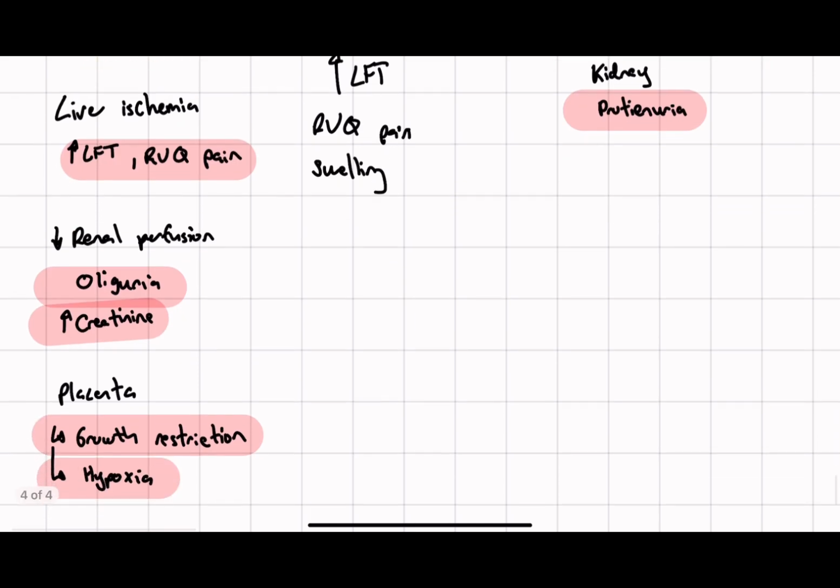And then renal perfusion. This is again a very, very common thing. Now you have less blood supply to the kidneys, and you're getting oliguria, so you're going to get less urine output, and you're going to get more creatinine, right? And that all makes sense.